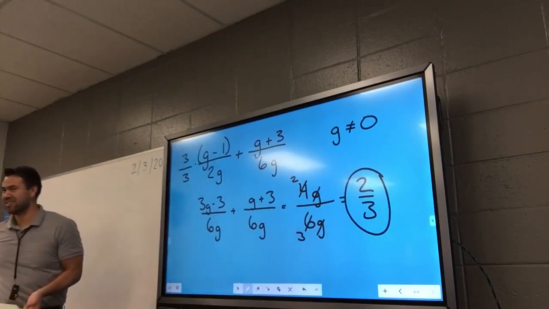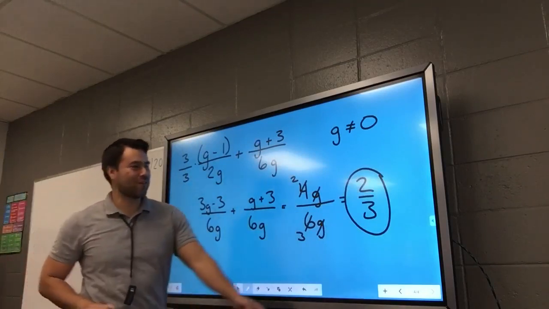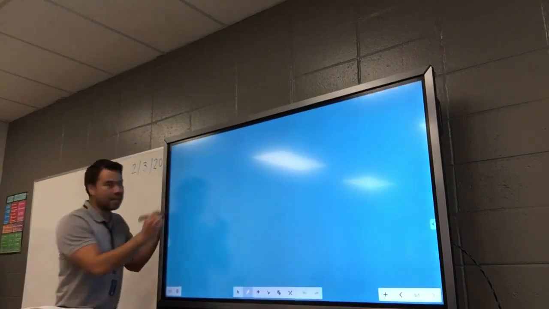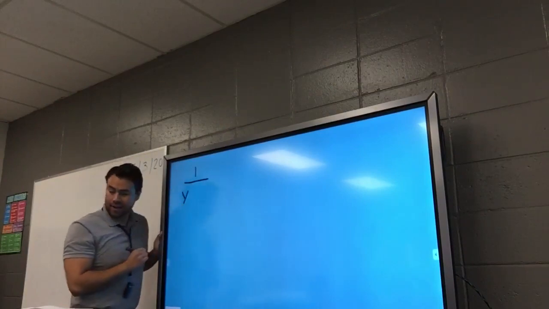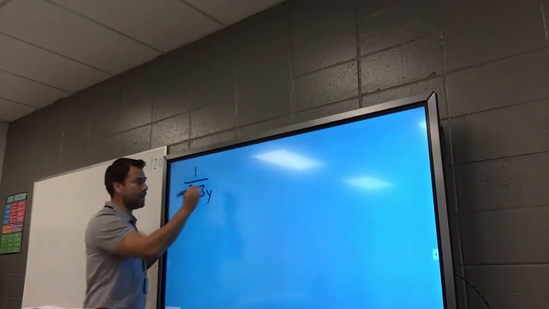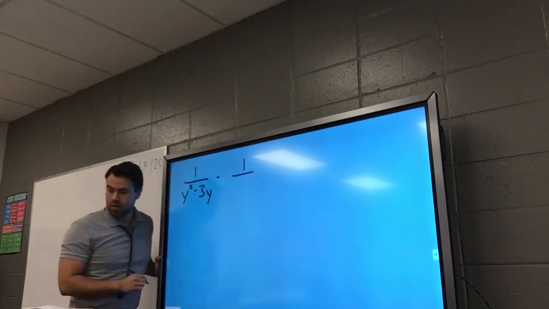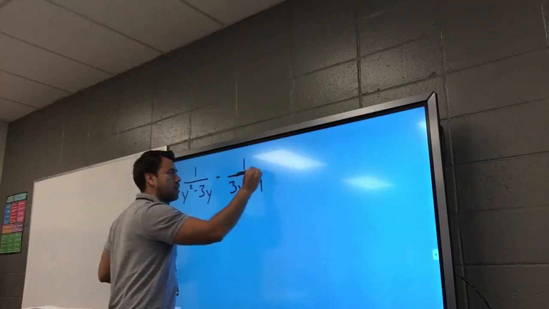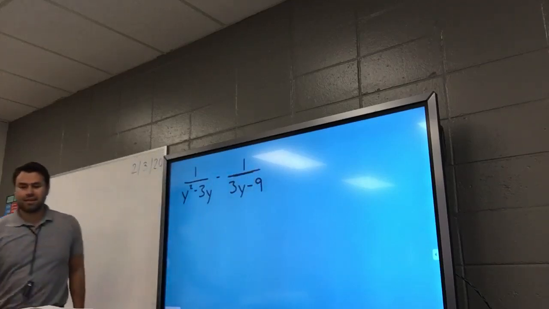I wish. That was the middle of the road problem. Now here are the real problems. All right, let's do this one together. 1 over y squared minus 3y minus 1 over 3y minus 9. 3y minus 9. This makes me scared.